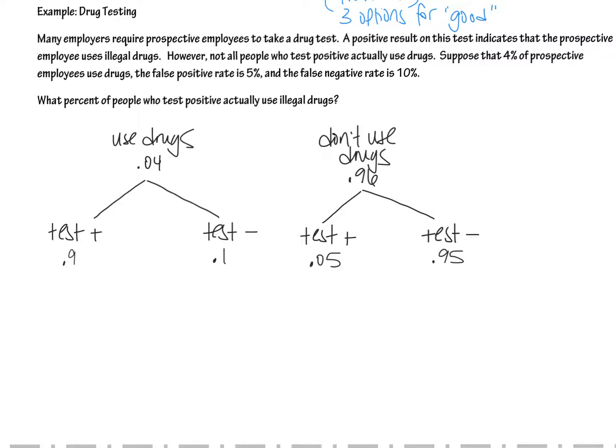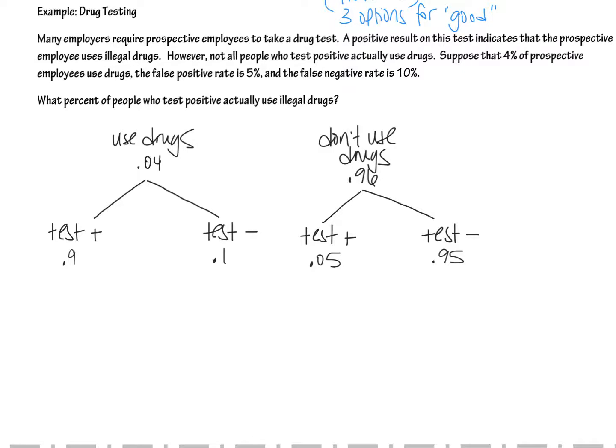Of the people who use drugs, the false negative, meaning they tested negative, but they actually have drugs in their system, so they use drugs. Their test was negative, is 0.1%, and then 0.9% on the other side. If 10% of them test negative, that means that the remaining 90% of them test positive. So kind of a confusing thing to think about in terms of false positives and false negatives, so be careful about that.